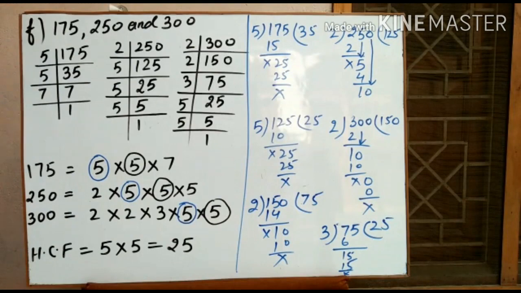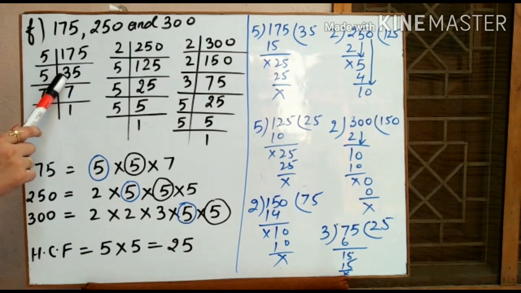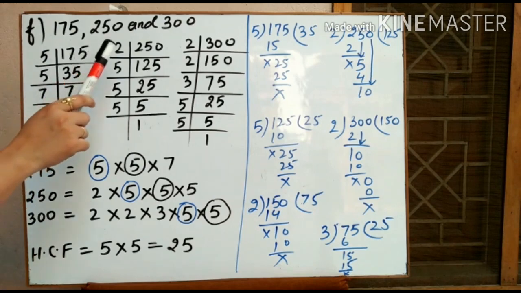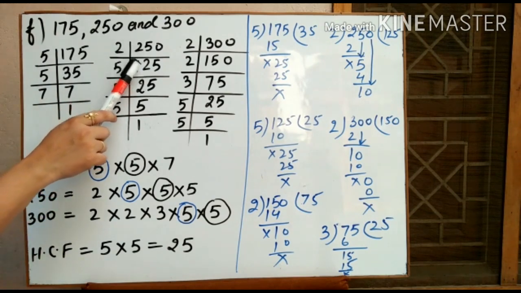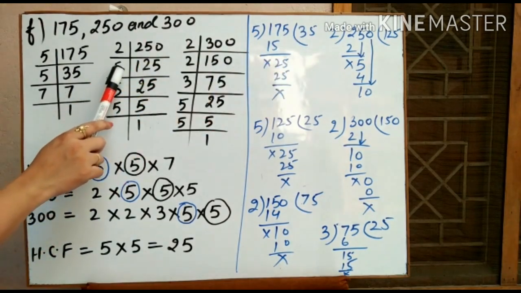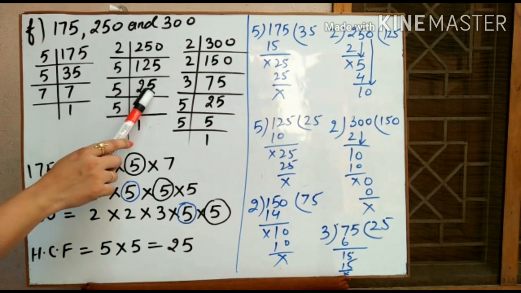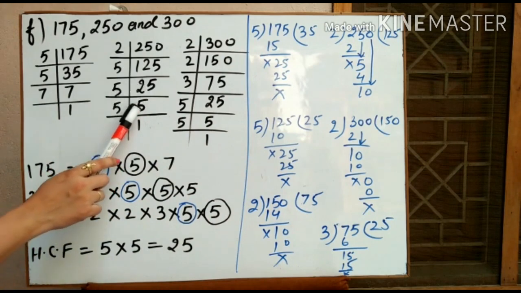F. Factors of 175. We will divide 175 by 5. I have done it there. 5 3 are 15 and 5 5 are 25. 5 7 are 35. 7 1 are 7. 250. 2 1 are 2. 2 2 are 4 and 2 5 are 10. 5 2 are 10 and 5 5 are 25. 5 5 are 25. 5 1 are 5.